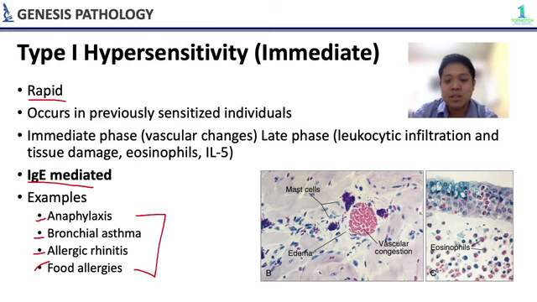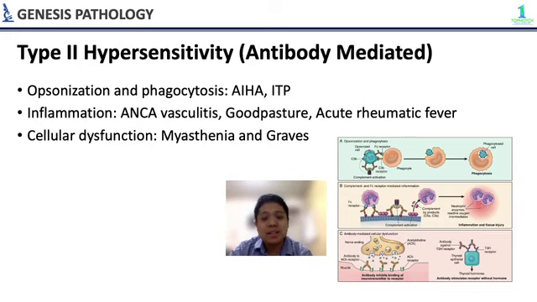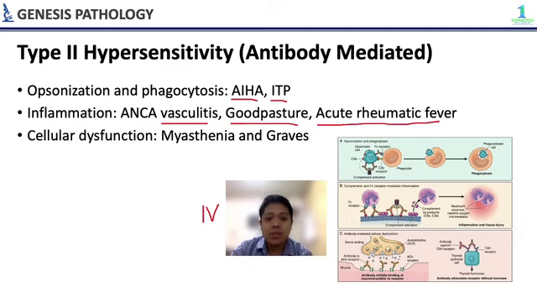Type 1 hypersensitivity sila. So, yung type 2 hypersensitivity naman, antibody-mediated. Lahat ng mga diseases na naalala nyo that involves antibodies, type 2 hypersensitivity sila. Such as autoimmune hemolytic anemia, immune thrombocytopenic purpura. You also have your vasculitides, Goodpasture, which involves antibodies against type 4 collagen, which is seen in the basement membrane. Tapos you also have acute rheumatic fever, and your cellular dysfunction such as myasthenia and Graves.